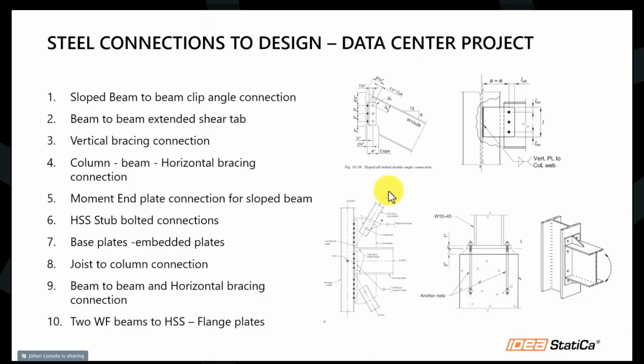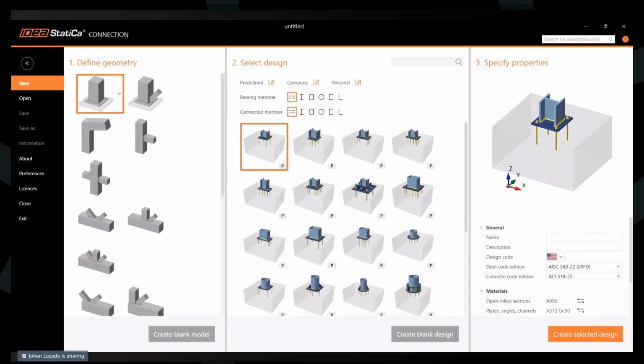Now, let's review the process from beginning to deliverables for a data center steel connection design project. We'll start by adding all the necessary connections for the project. Let's think I need to design the following set of connections. Once I have my required connections in this list, I'll go ahead and look for them in the existing database that I created and pull them into the file.